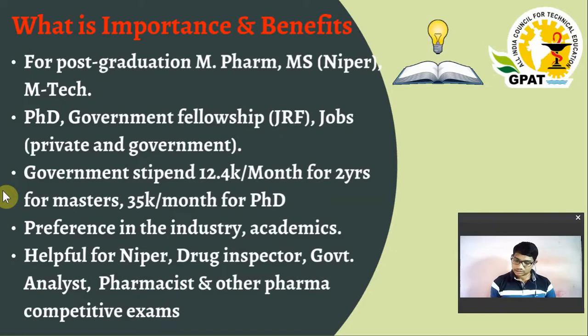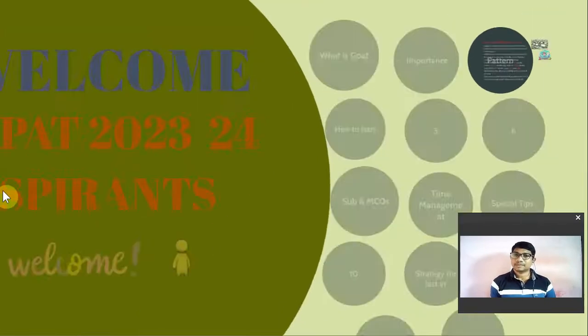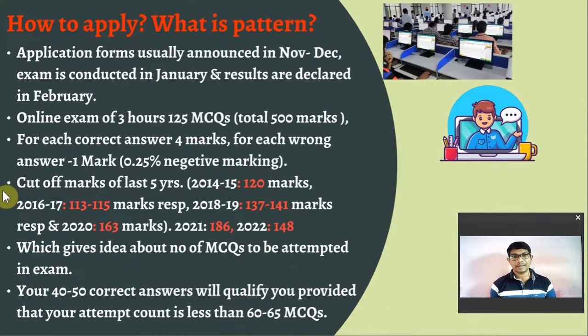So we'll see the next point, that is the exam pattern. How to apply and what is the exam pattern for the GPAT examination? As I have told you in the last slide, this exam is conducted every year by the National Testing Agency. Applications for this exam are normally announced in the November-December months of every year. The exam is scheduled in January and the result will be declared in February.